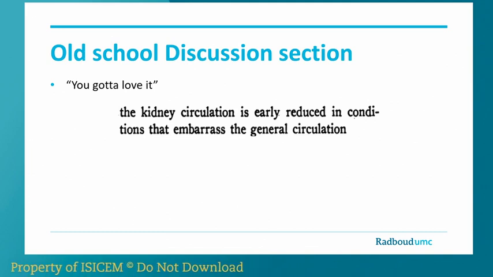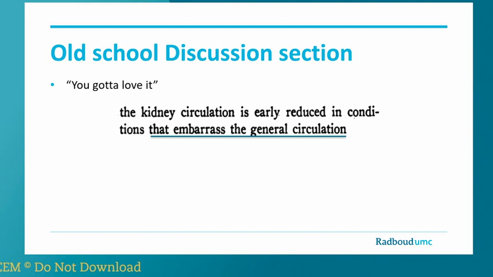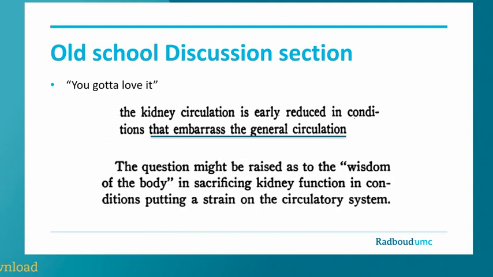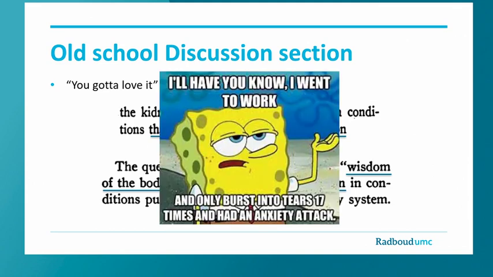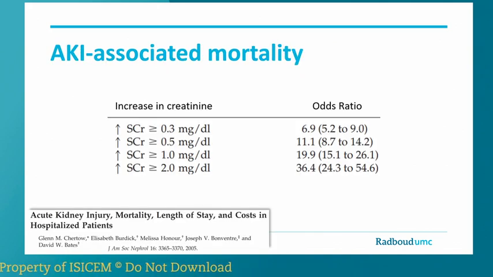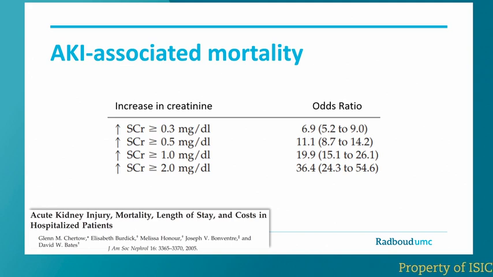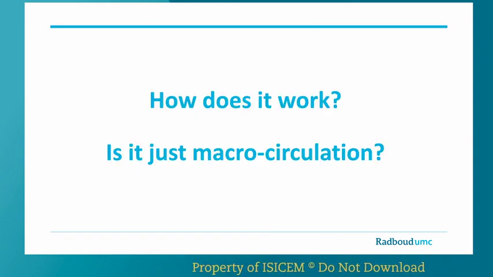The kidney circulation is early reduced in conditions that embarrass the general circulation. And the question might be raised as to the wisdom of the body in sacrificing kidney function. In these times, if you say that one organ is embarrassing the body, or that it's wisdom that one of them would be sacrificed, clearly the body is an unsafe working environment for the organs. And whether it's wisdom to sacrifice kidney function is not clear either, because we now know that if there's an increase in creatinine as a consequence of AKI, the odds ratios to die increase tremendously. So AKI is associated with mortality, so I'm not sure this is the wise thing to do, to sacrifice kidney function.